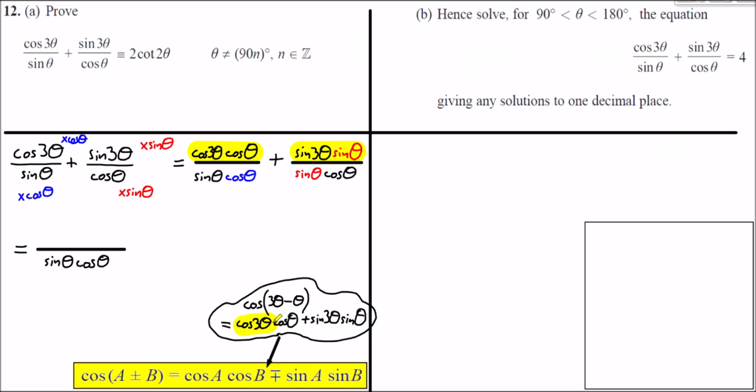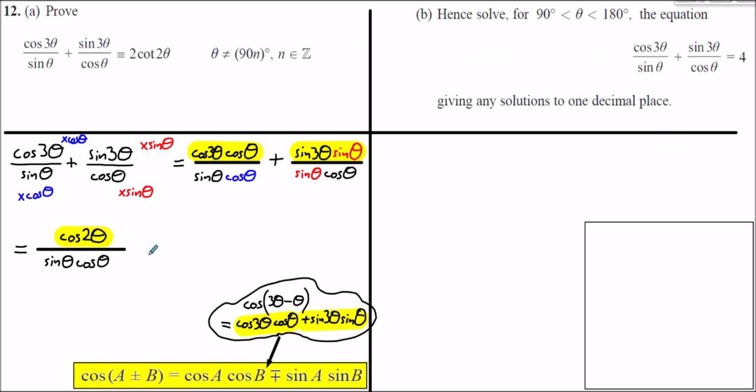So that's what we have on the top of these fractions. But of course, if that's equal to cos of 3 theta minus theta, 3 theta minus theta is the same as just 2 theta. So that's the same as cos of 2 theta on the top, based off this identity as given in the formula book.